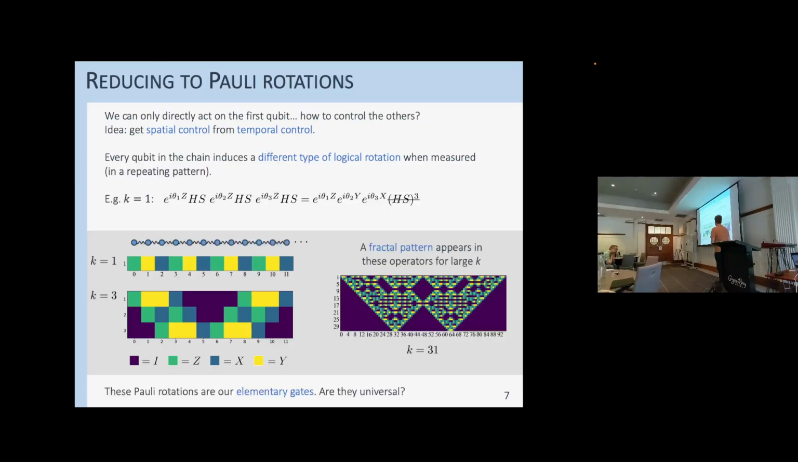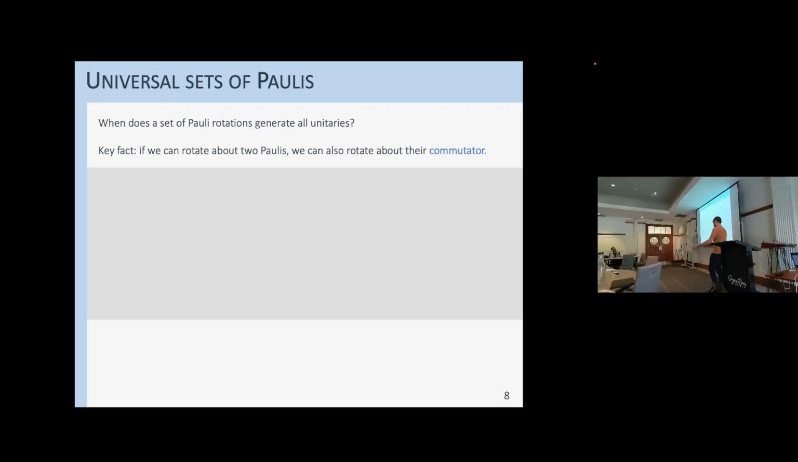Okay, so I should move on. So thanks, Stephen. Yes, my elementary gates are big exponentiated Pauli strings, and I need to say that the set of all these exponentiated Pauli strings is universal. So now this is shifting into the second paper, where we studied exactly this problem: when does a set of Pauli rotations, so exponentiated Pauli strings, generate all unitaries?